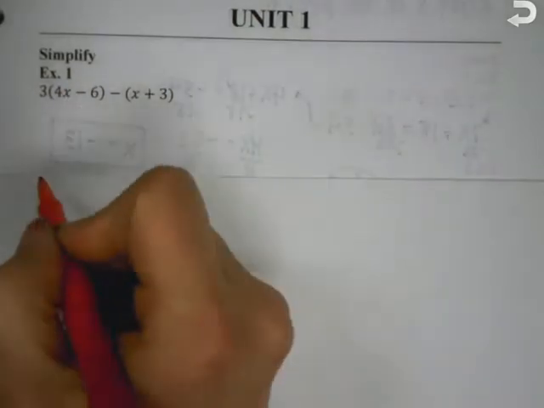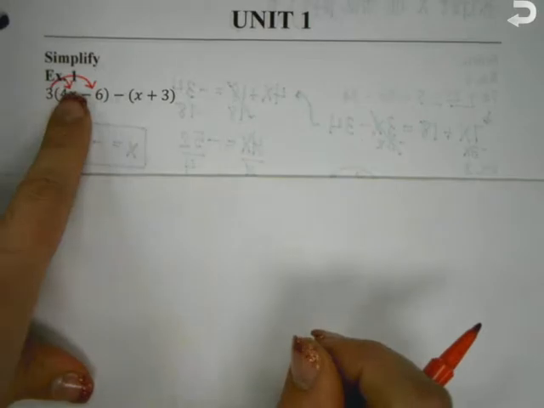So now we're going back to Unit 1, and Unit 1 all had to do with combining like terms, distributive property, and all of that good stuff that we love. So example 1. I want to simplify this thing. What can I do first? Distribute. I want to distribute that 3 into the parentheses.